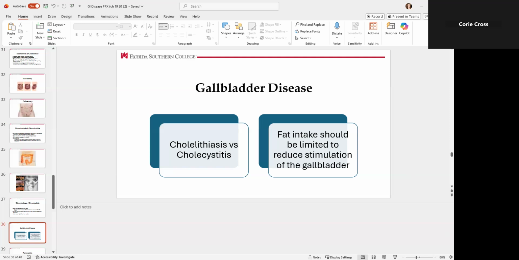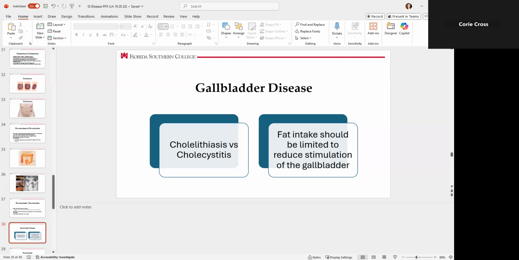Someone who has gallstones is diagnosed with cholelithiasis. Most people with cholelithiasis are asymptomatic, but some experience symptoms that mimic a heart attack, so they might have chest pain, shoulder pain. There are generally no diet modifications needed for people with asymptomatic gallstones. If the gallstones end up obstructing the cystic duct, this can lead to cholecystitis, which is inflammation of the gallbladder due to the irritation.